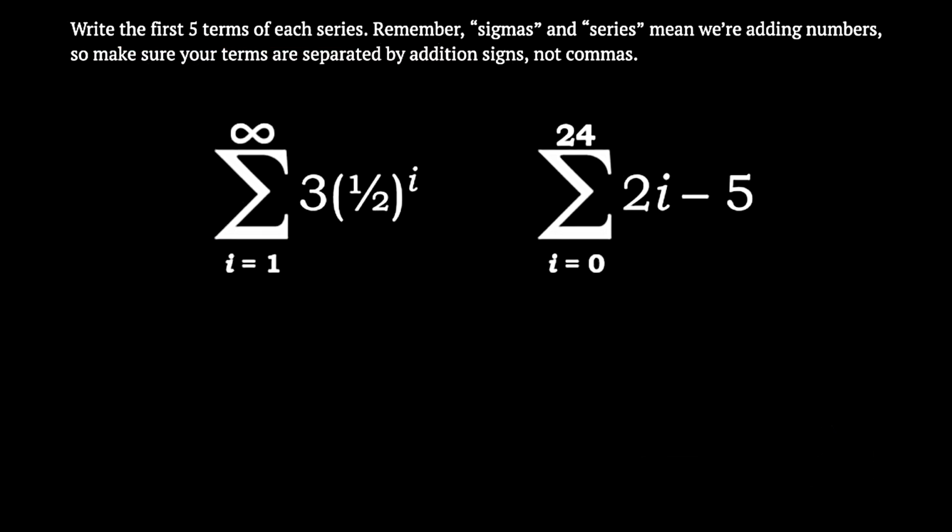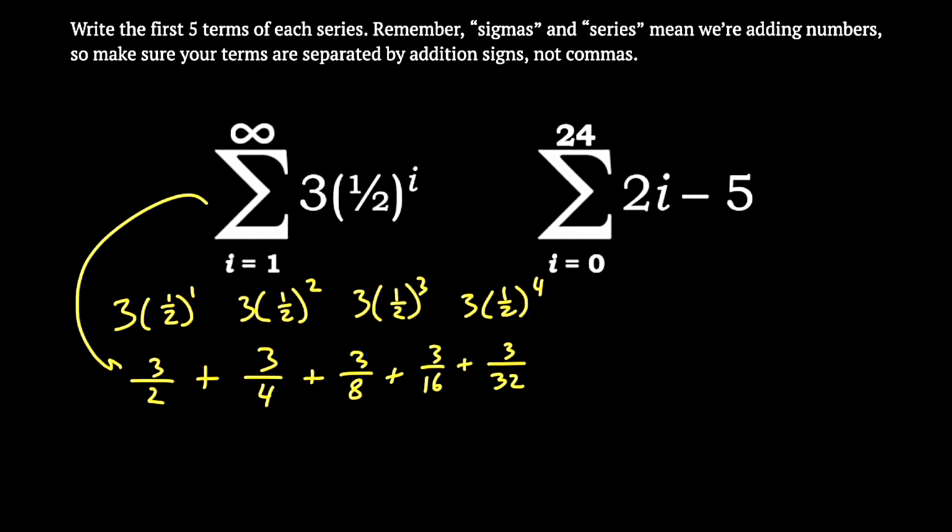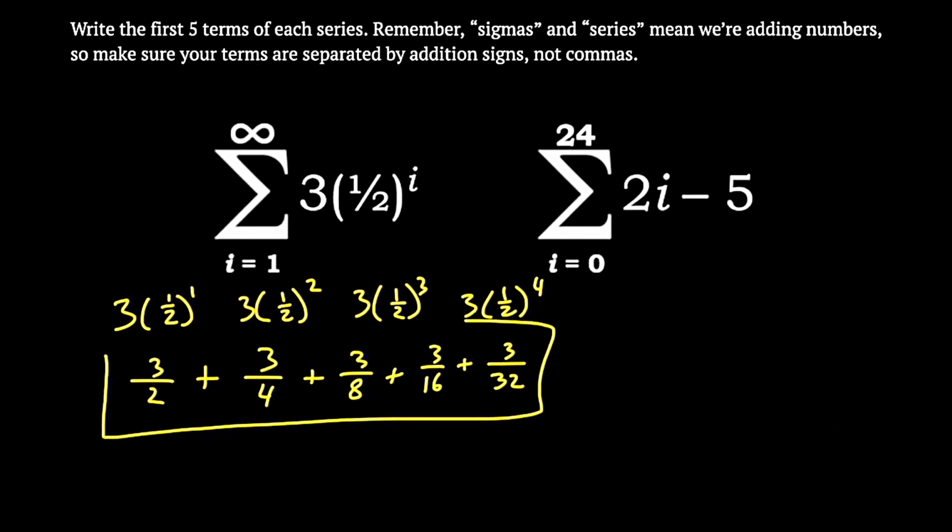So the lower limit here was 1. That means I'm going to start this series out by plugging 1 in for i. For the second term, I'm going to plug in 2 for the i value. Remember, I want to separate these with a plus sign. So for the third term, I'm going to plug in 3 for the i value. To get the fourth term, I'll plug in 4 for the i value, so 1/2 to the 4th power. The next term would just be 3 over 32. So here's this infinite sum, and we just wrote the first 5 terms of it out as a series.